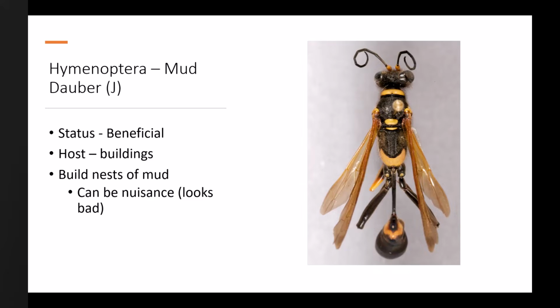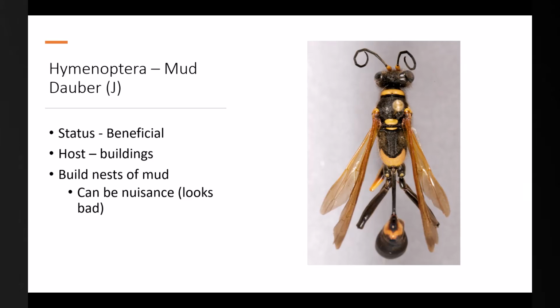Mud daubers are a type of thread-waisted wasp that are found around buildings. We consider these to be beneficial because they help reduce populations of other pest insects, also known to be a very good predator for a lot of different spider species. They can be a nuisance because the little mud nest that they make will be glued to the inside of your garage or to buildings, and so that can look ugly in a home, but overall they are considered to be beneficial.